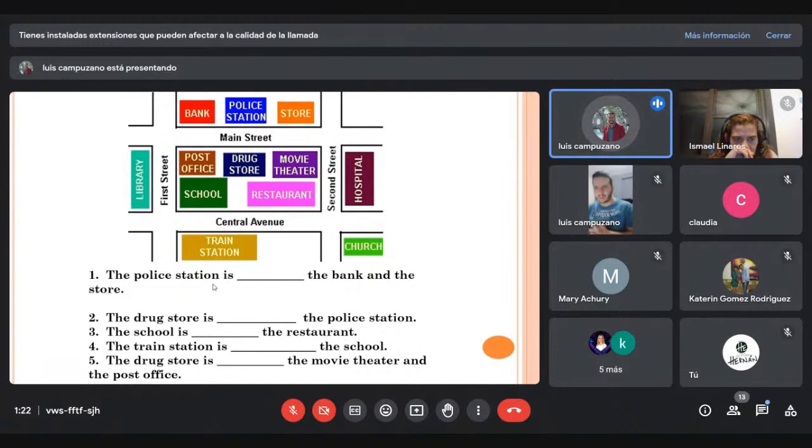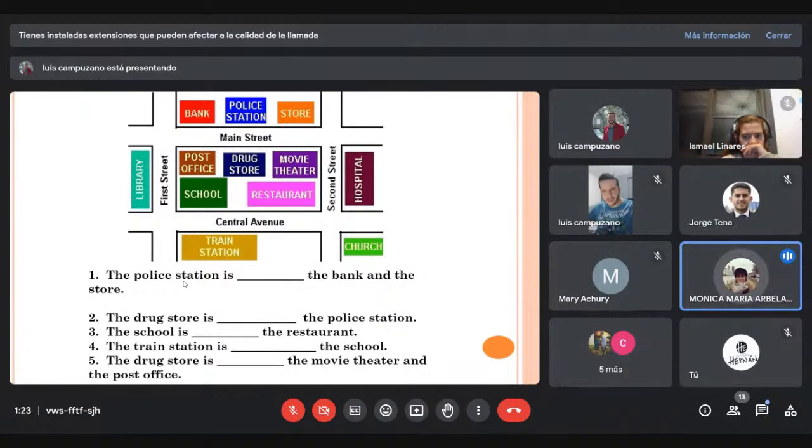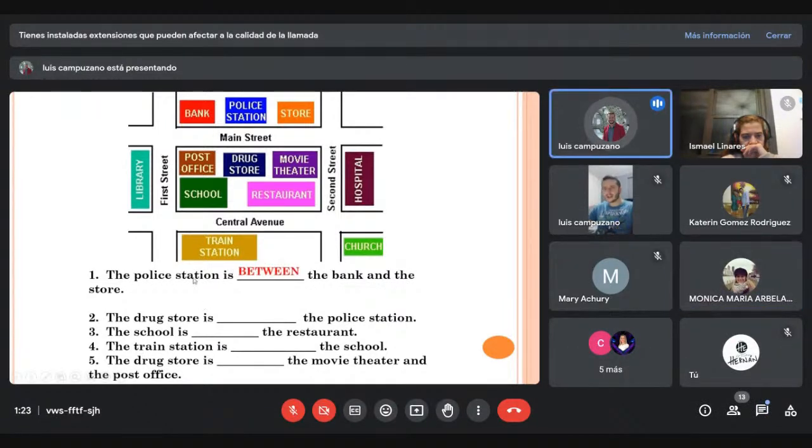Juliana, do you think maybe you can help me? What preposition can we use here? The police station is... where's the police station? It is right here, Juliana. Do you see it? Where is the police station in relation to the bank? What can we say, Juliana? Maybe Monica, can you help me out, Monica? Where is the police station in relation to the bank? Next to? Yeah, very good.